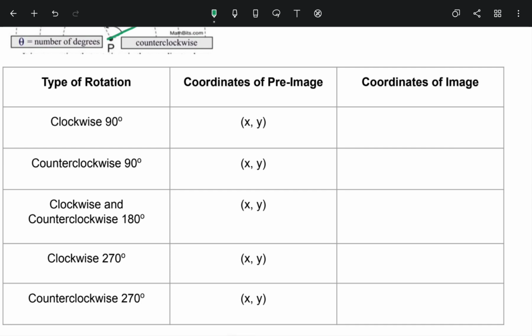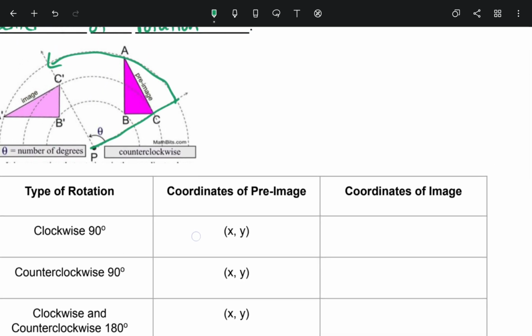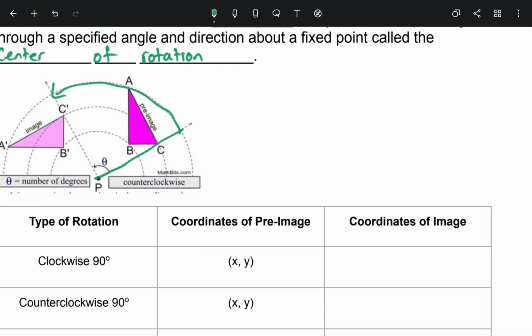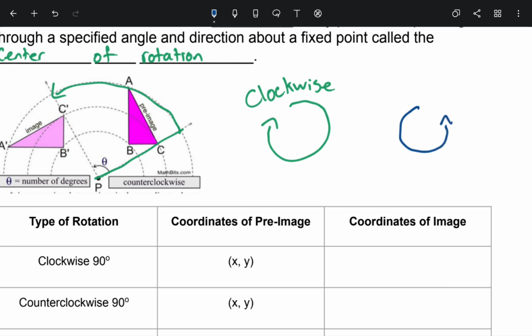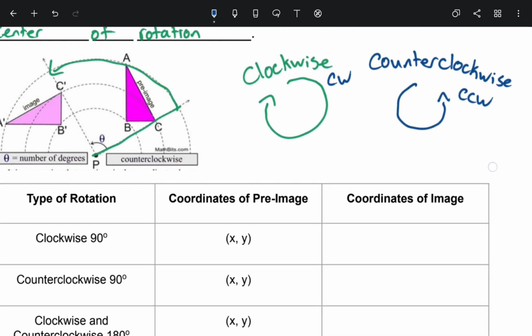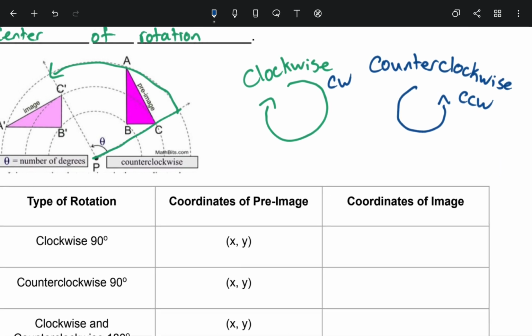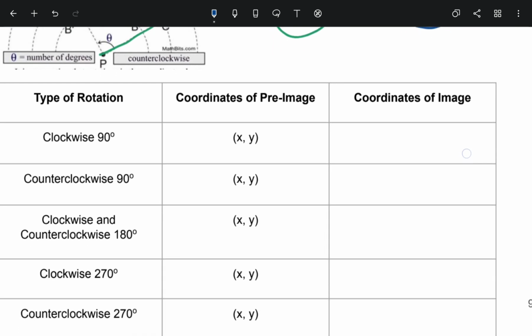So there are two different directions we can go in. The first is clockwise, and the second is counterclockwise. If you've ever looked at an analog clock, you'll notice the hands move like this. That is clockwise. And if you go the other direction, that is what we call counterclockwise. And you might see me abbreviate them as CW or CCW. So just keep those in mind as we work through these different rules.